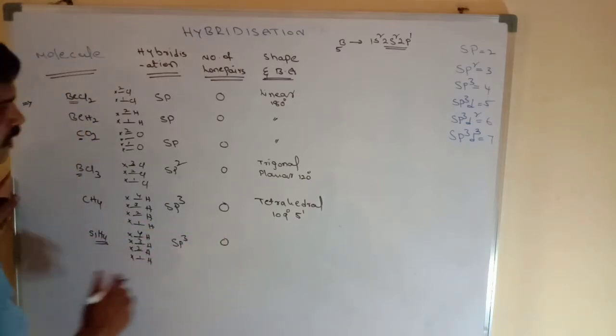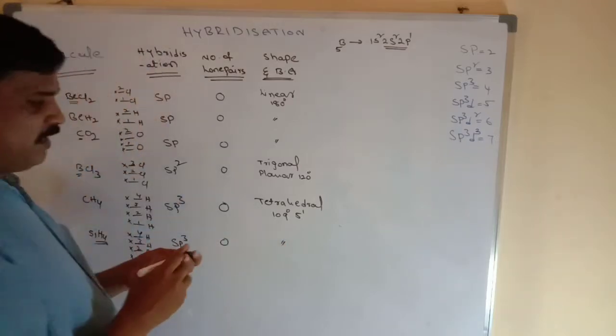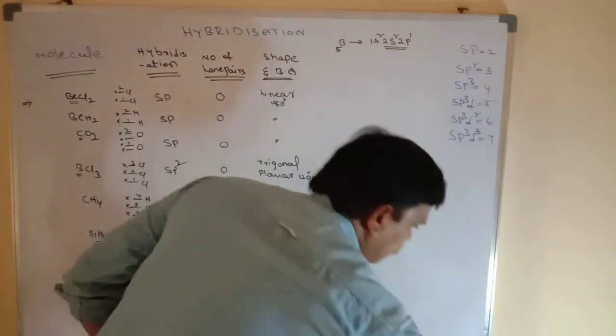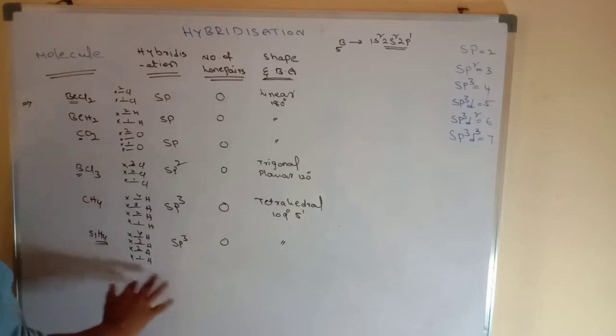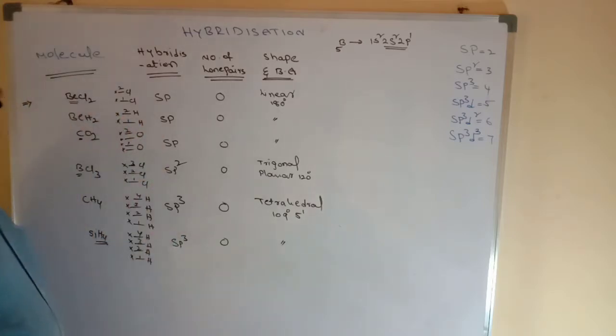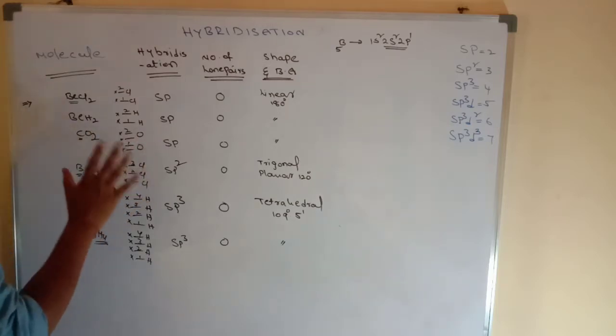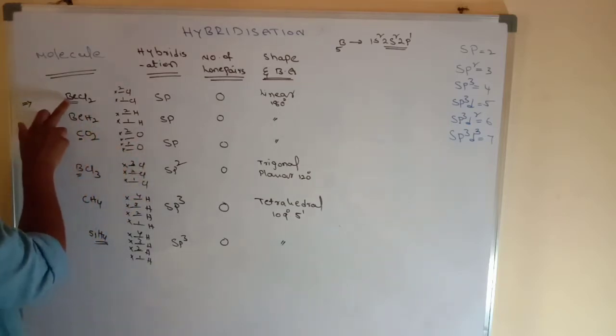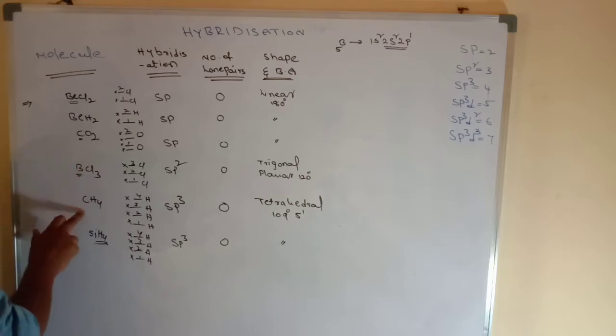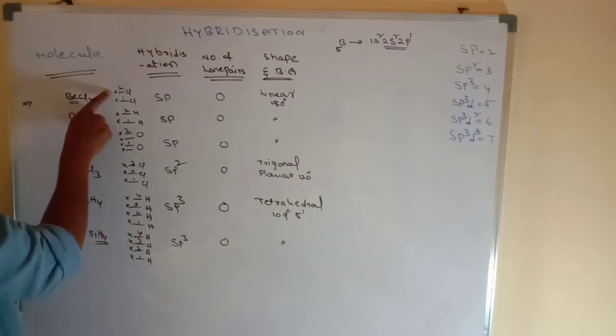Now it also belongs to sp3 hybridization. No lone pairs are there, 0 lone pairs, which belongs to tetrahedral shape. So these are the important tricks for how to identify the hybridization in various exams. Please just remember the central atom's group number and write that number of dots.